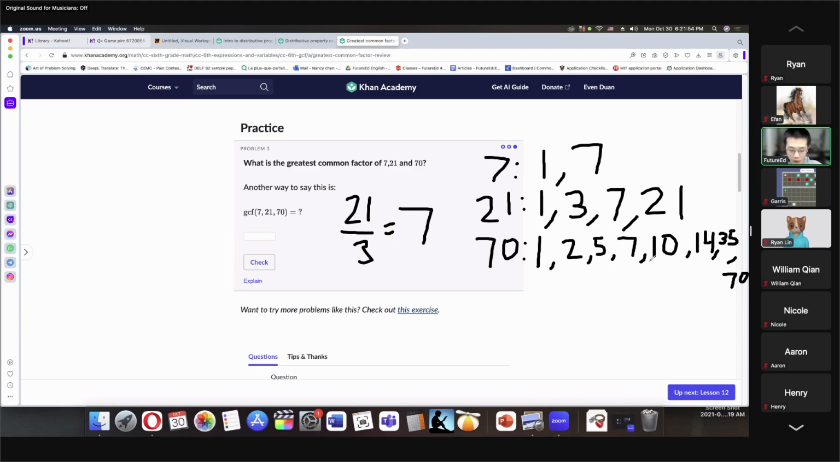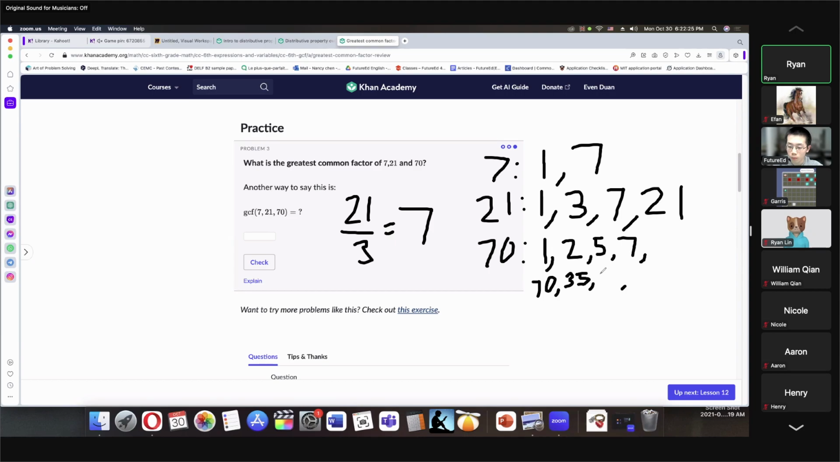So let me just erase some of these last numbers. I think I accidentally got rid of something. At the beginning we tried 70 divided by 1, right? So 70 divided by 1 is just 70. What about 70 divided by 2? I think Ryan, you found that was 35, right? So we know that 35 is a factor.